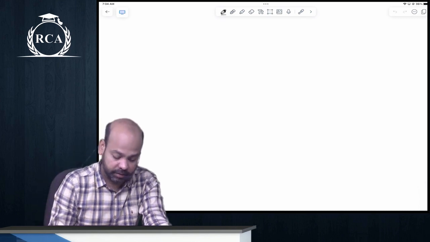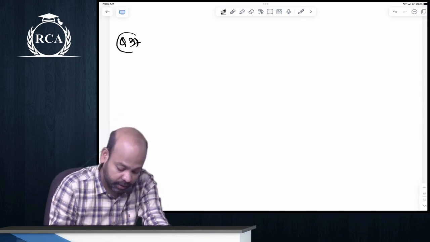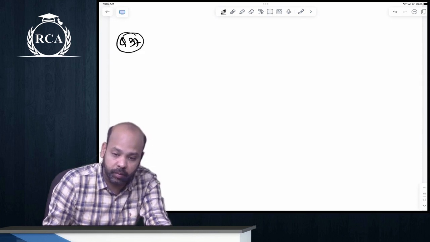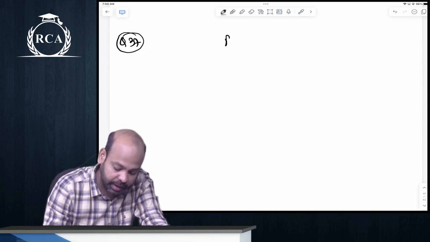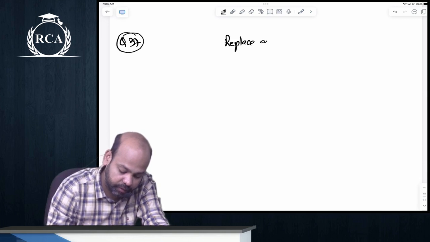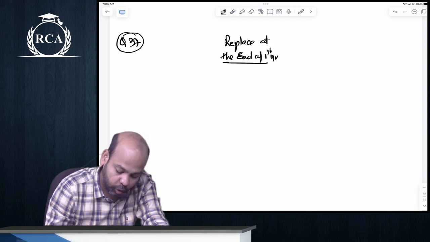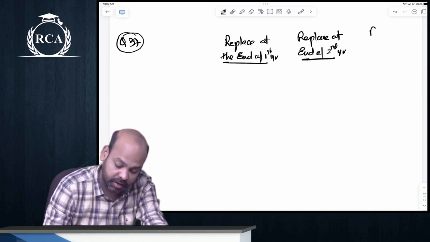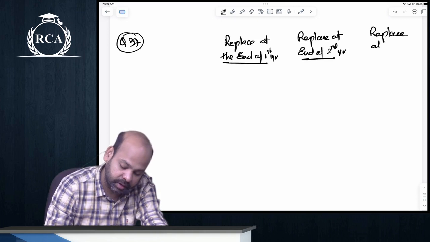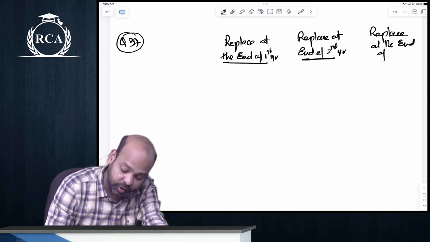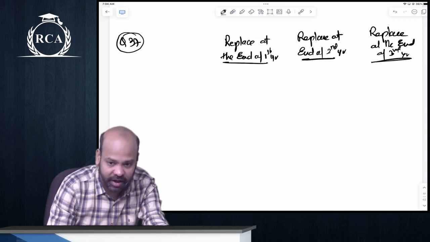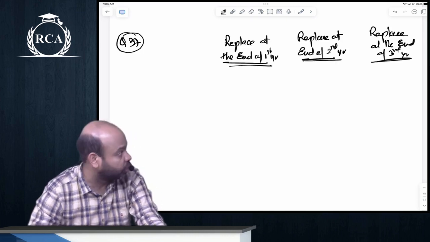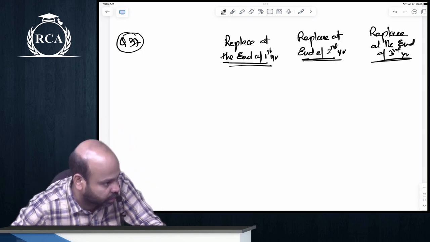So I will be taking a decision regarding my optimum replacement period on the basis of equated annual cost. So option 1: replace at the end of first year. Option 2 is replace at the end of second year. Option 3 is to replace at the end of third year. Using it only for the third year is not an option. Using it only for the second year is not an option. You either use from year 0 to year 2, or you use it from year 0 to year 3.